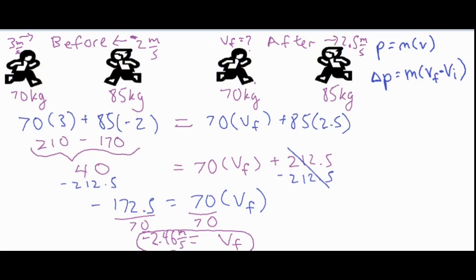And then I found the product of each of the M and V's besides this one because the VF is unknown. So I had 210 minus 170, so I have a total of 40 kilogram meters per second on this side.